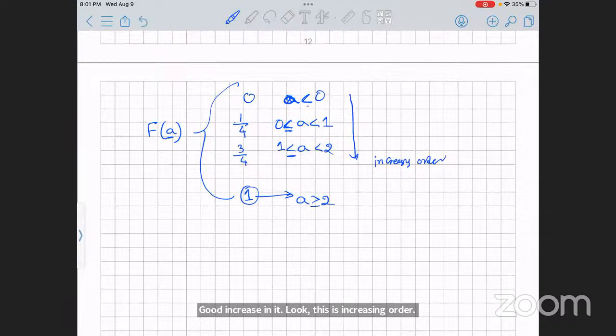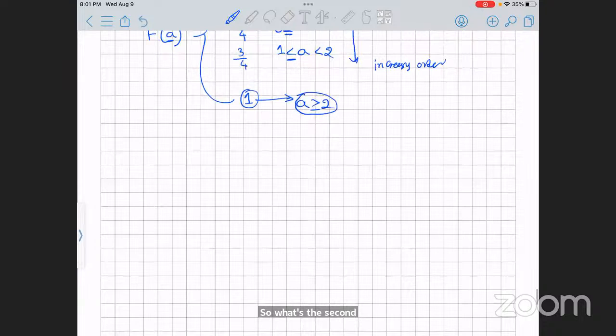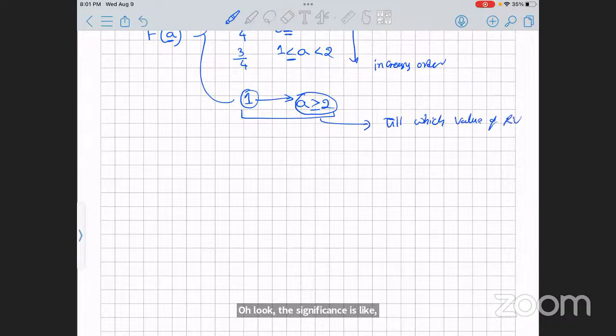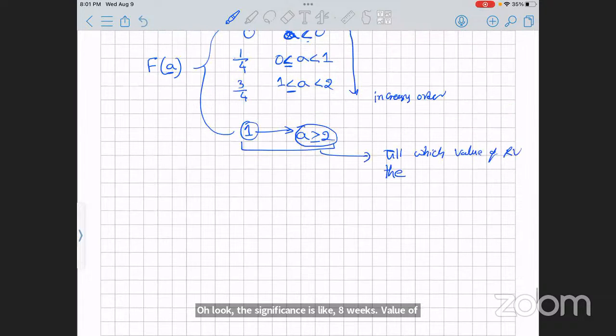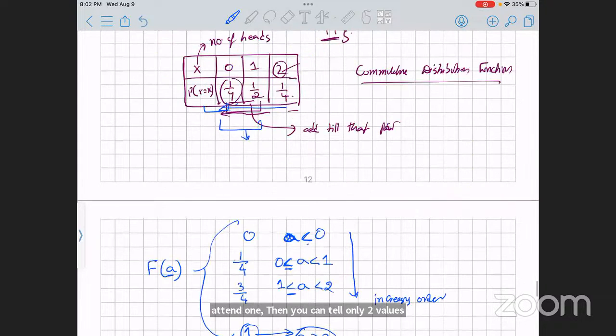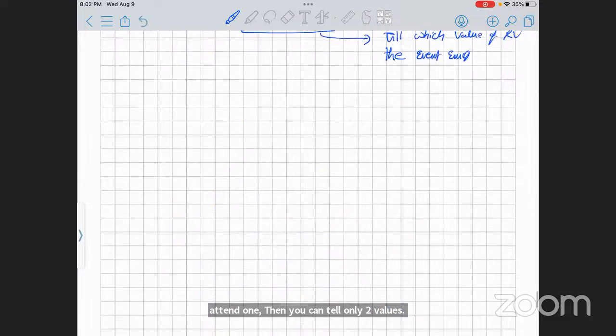So what is the significance of considering A greater than 2? The significance is that you will know till which value of the random variable the event exists. If it attains 1 at A equal to 2, then you can tell only 2 values are there. X can take only 0, 1, 2. Clear? Let me explain it.